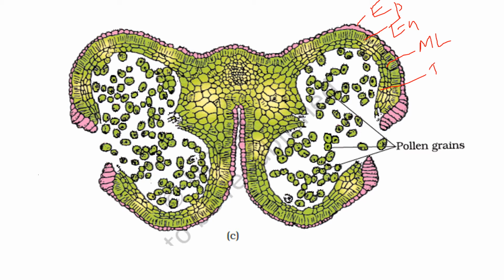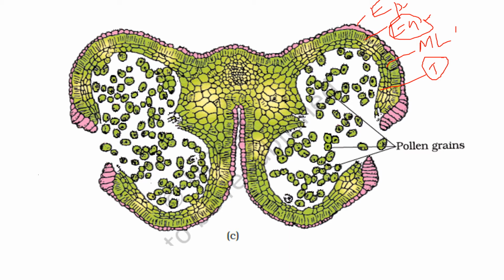The first option says it is mechanical support, but mechanical support is not given only by the endothecium; it is provided by the epidermis, endothecium, and middle layers. So the first option is wrong. The second option says it is the nutritive tissue. The nutritive tissue for the developing pollen grain is given by the tapetal layer, not the endothecium.